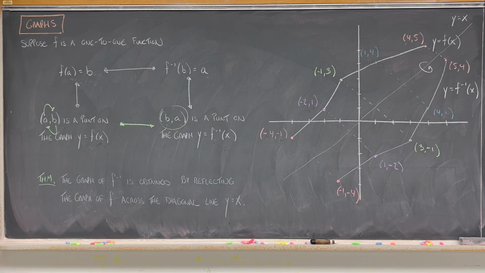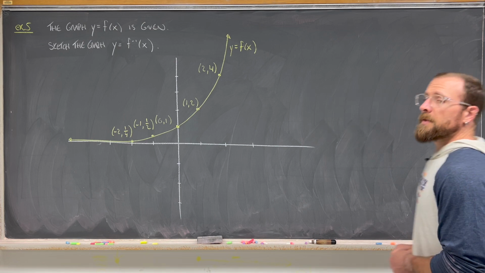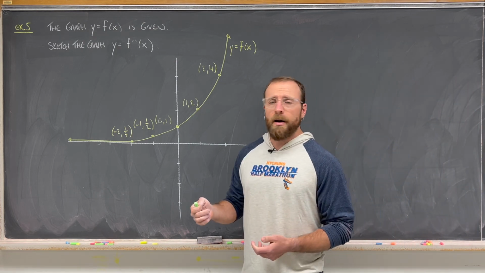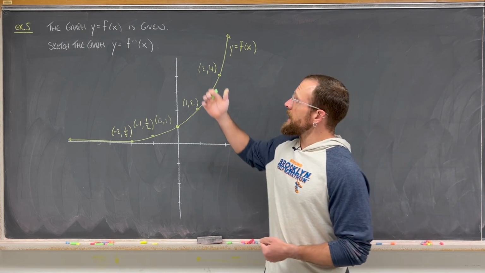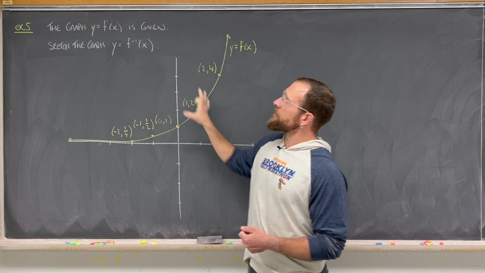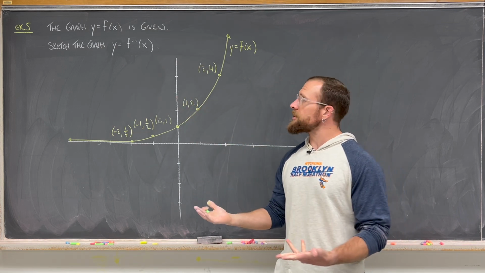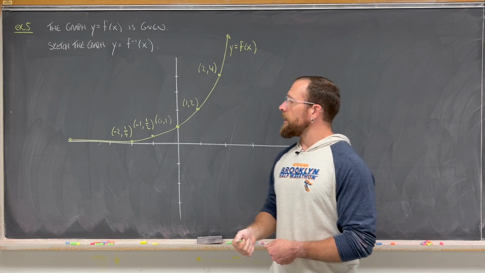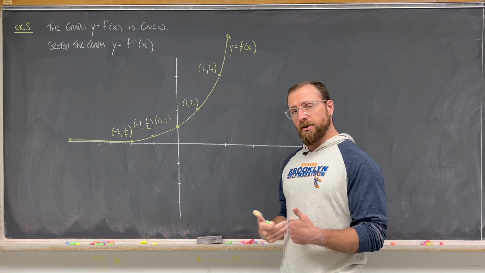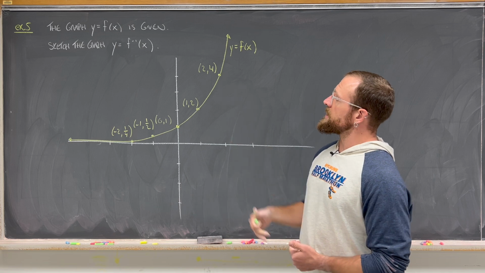Just for some extra practice, let's do that again. Let's say that f is a one-to-one function and I'm looking at its graph. Can you sketch the graph of f inverse? I say f is one-to-one so that it makes sense to talk about f inverse. What does its graph look like?